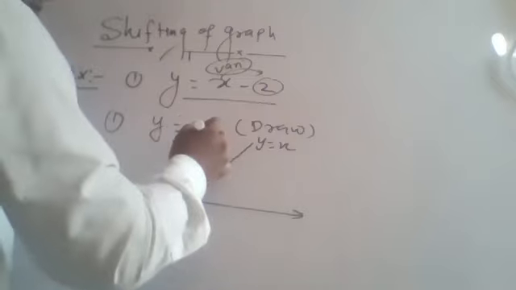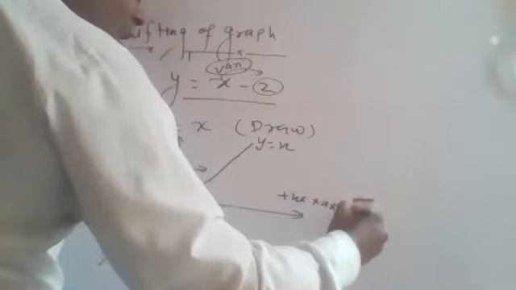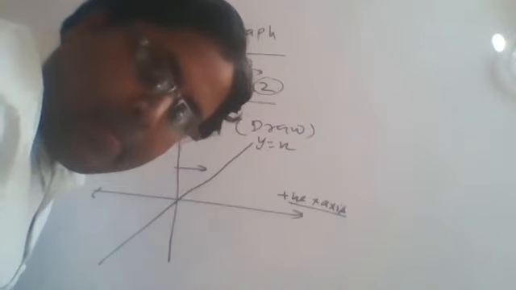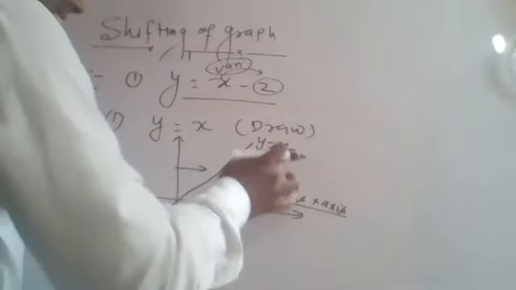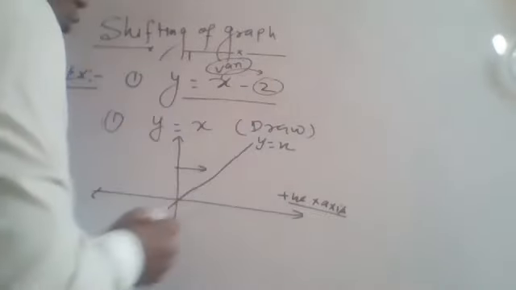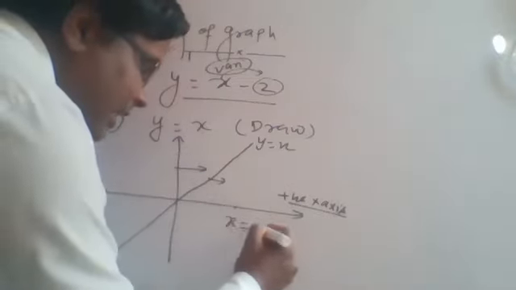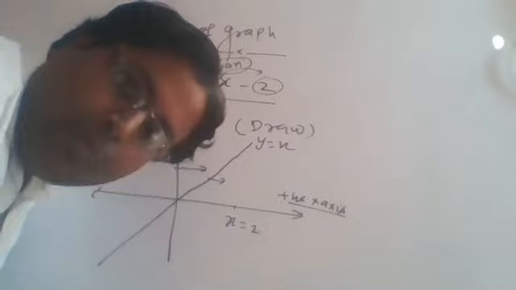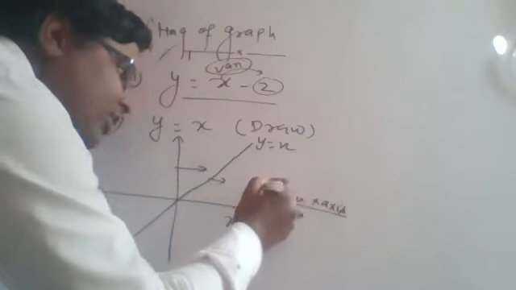As you know very well. Now what do we have to do? We have to shift this graph along the positive x-axis. This is the positive x-axis. We have to shift the graph along the positive x-axis at x equals 2. So this graph is shifted along the positive x-axis at x equals 2 onto the graph paper. By shifting it, we get the graph like this one.